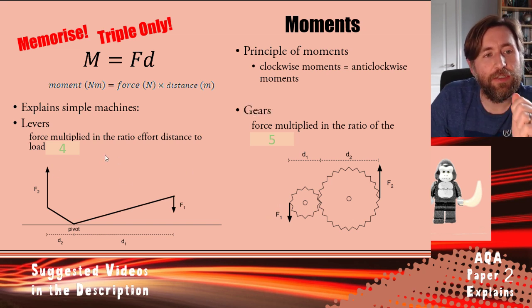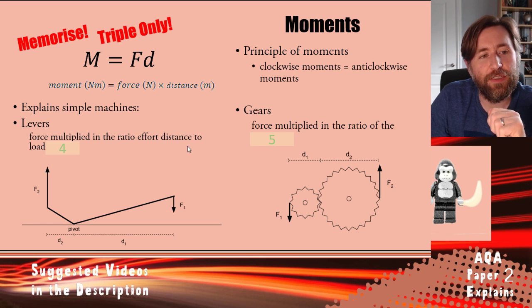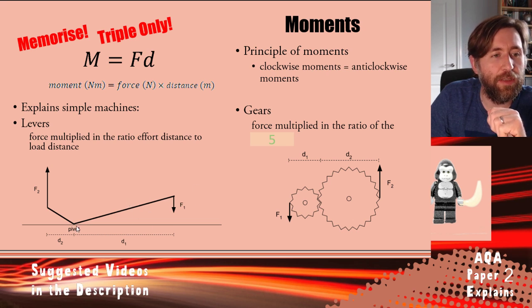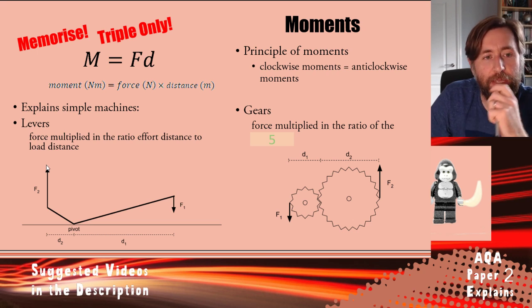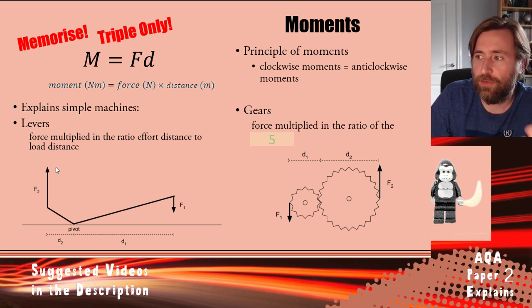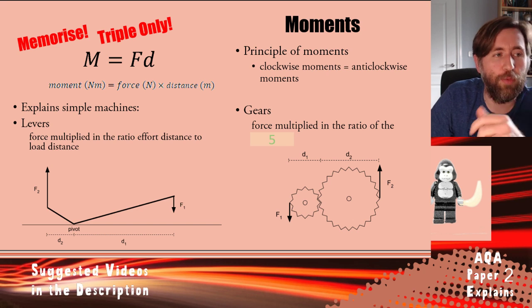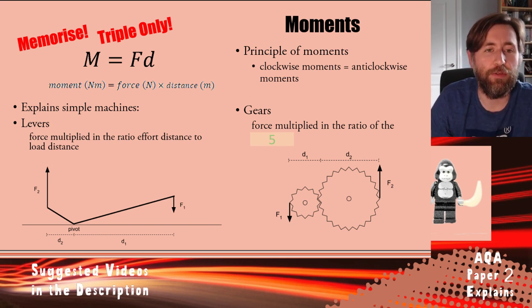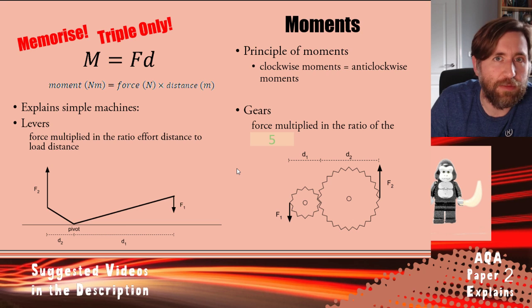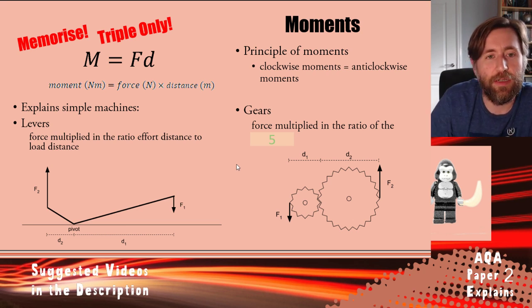In levers, the force is multiplied in the ratio of the effort distance, which is the long arm, to the load distance. So in other words, if this effort distance is twice the load distance, then the force on the load will be twice the effort. Okay, it's really useful for lots of reasons, levers, especially if you're Wile E. Coyote and you're trying to hit a roadrunner. Or opening a paint jar is the other one that we often talk about.